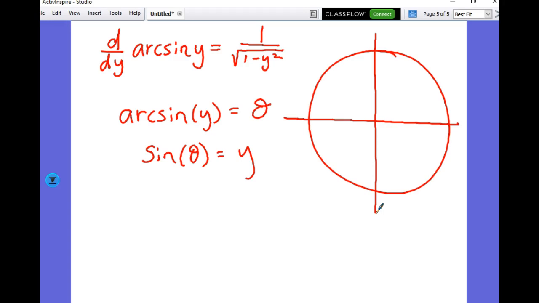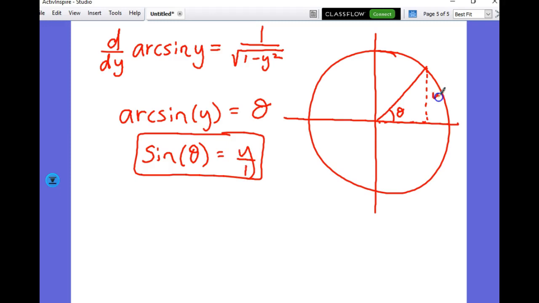But on the unit circle, if you have some given angle, which we'll call theta, you can imagine a triangle here, okay? So if we're talking about sine theta equals y, that's opposite over hypotenuse. So y is y over 1. So my opposite would be y and my hypotenuse would be 1.